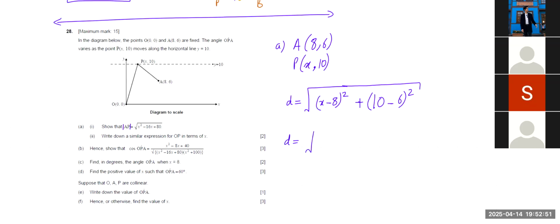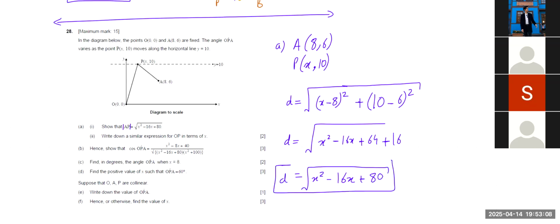X minus 8 whole squared is basically this. 10 minus 6 is 4. 4 squared is 16. And if we simplify this further, we will get plus 64 plus 16 is 80. So that's it. So the distance is given by this. Oh my god, that's the same.